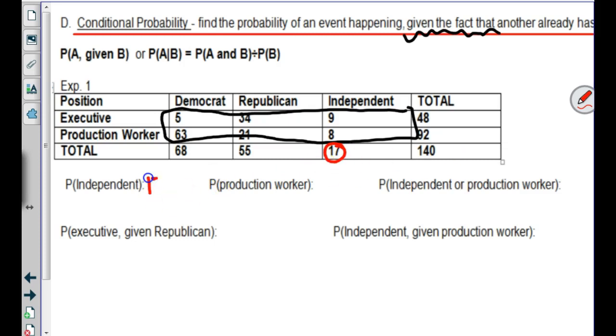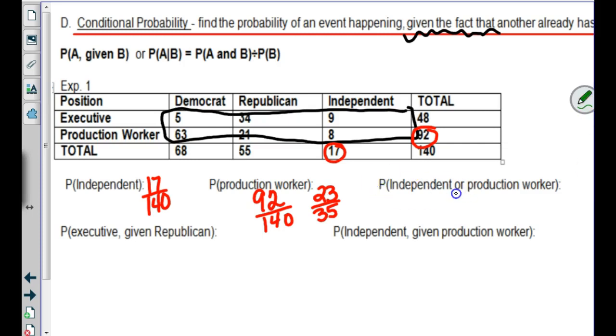Yep. I don't know if that reduces. I'm just going to go with no. Okay. It does reduce it, but production workers. So what is the total number of production workers? Production workers is this one, right? 92 over 140, which would reduce. 46 over 70, which would reduce again. Is it 23 over 35? Yep, that was a guess. Okay.